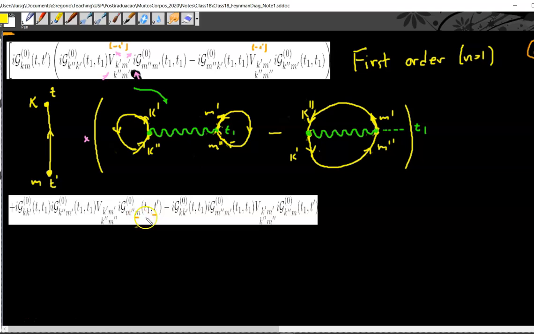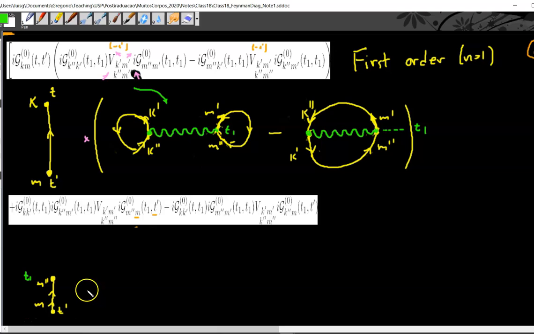Start at state m, time t prime, right down here. m, times t prime, and I'm propagating it up to m double prime at time t1.